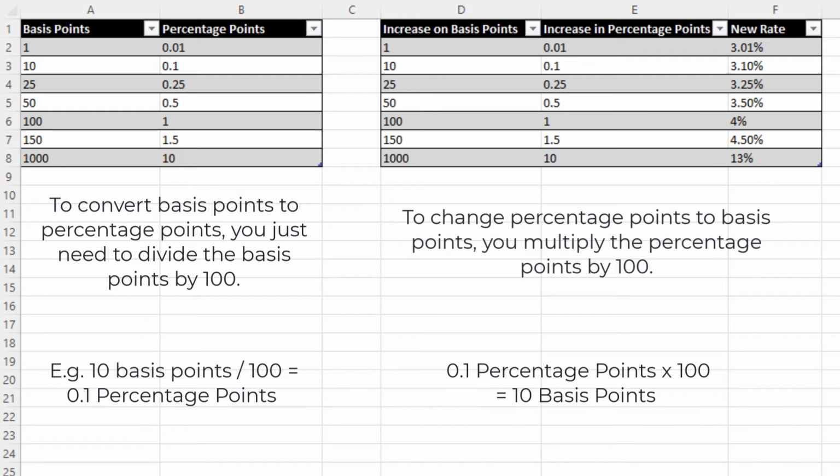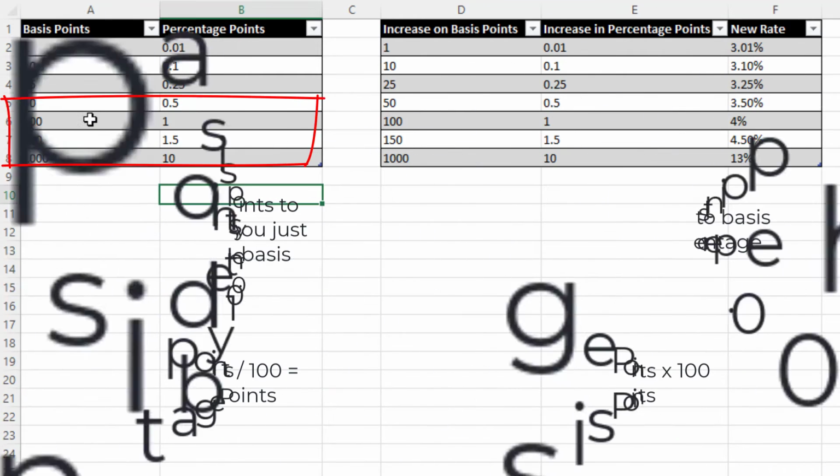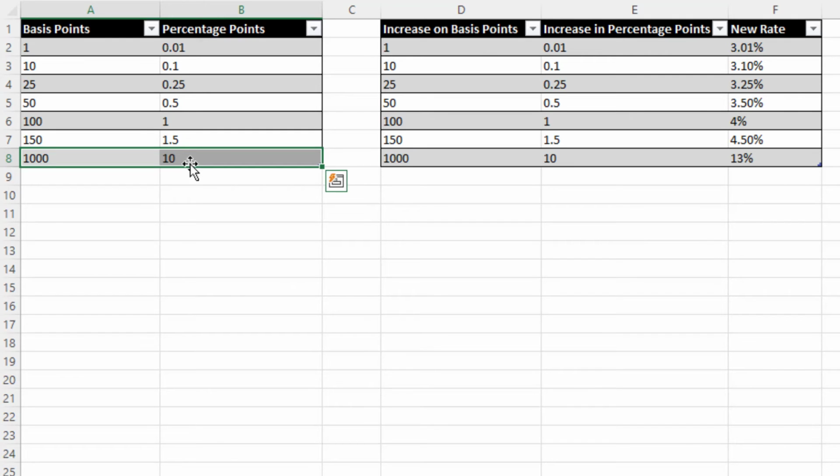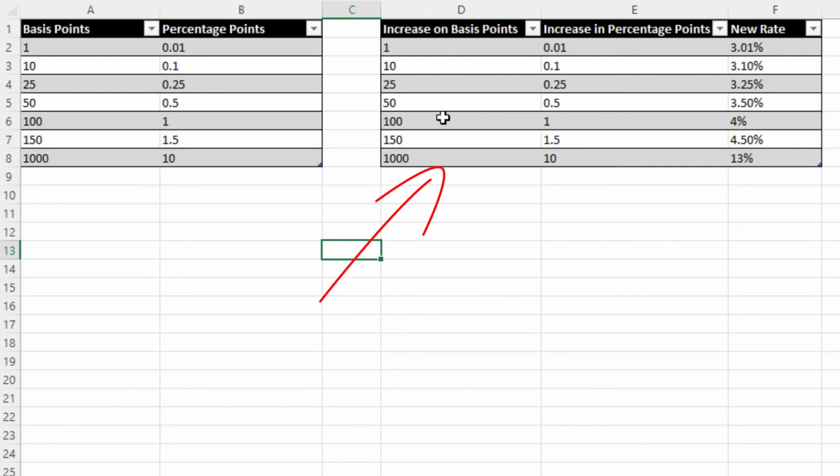This table shows some of the examples. 100 basis points are 1%, 150 are 1.5%, and 1,000 basis points are 10%, which would be really good or really bad depending on what side of the 10% you're on. If you want to look at how much a percentage has changed by in terms of basis points or percentage points, then this table has a few examples.